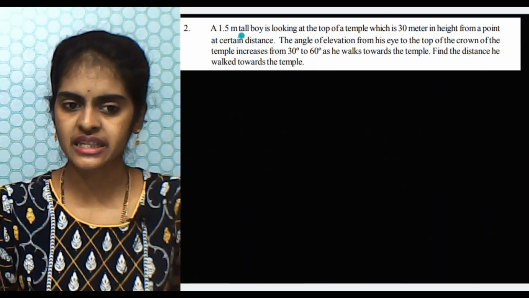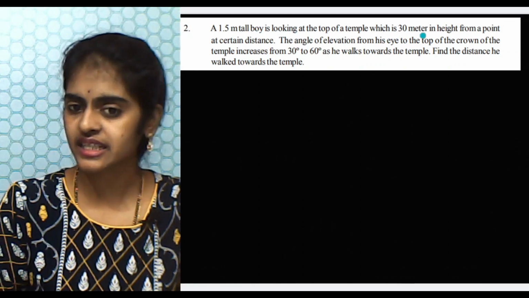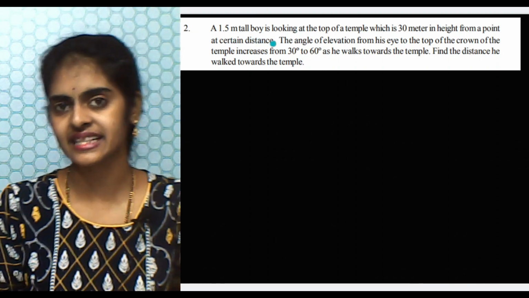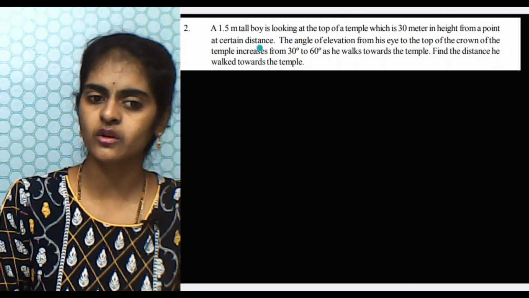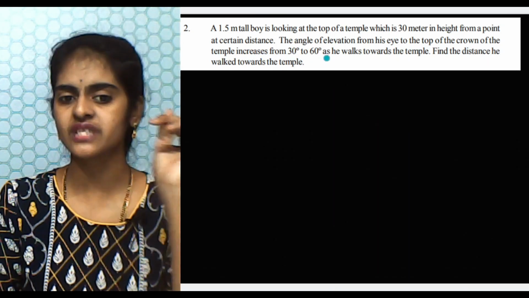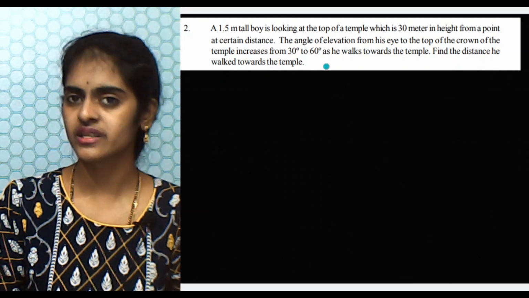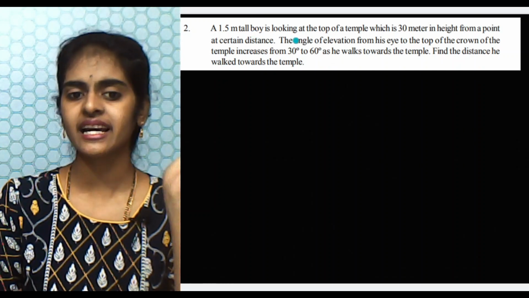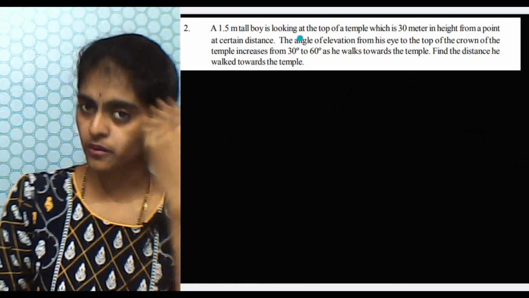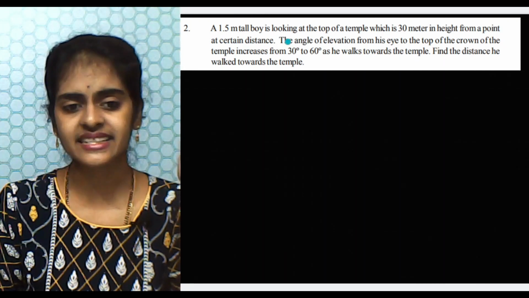A 1.5 meter tall boy is looking at the top of a temple which is 30 meters in height from a point at a certain distance. The angle of elevation from his eye to the top of the crown of the temple increases from 30 to 60 as he walks towards the temple. Find the distance he walked towards the temple. Okay, so this 1.5 meter tall boy is looking at the top of a temple which is 30 meters in height from a point at a certain distance.